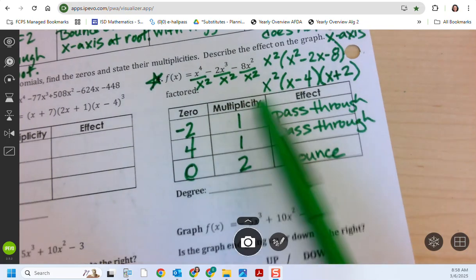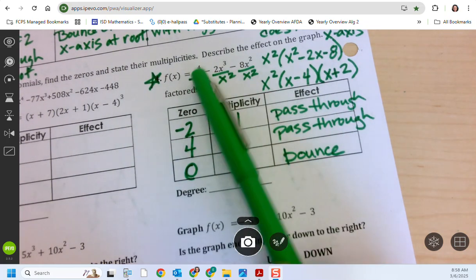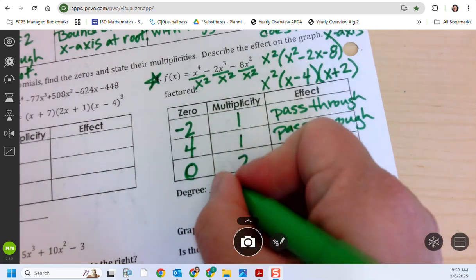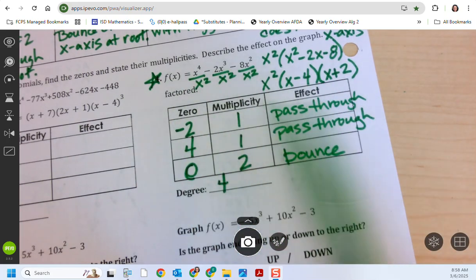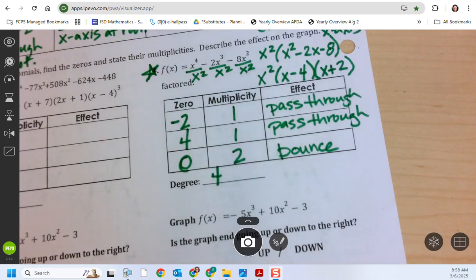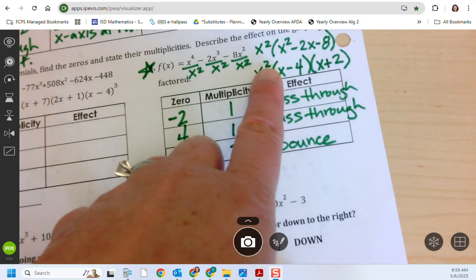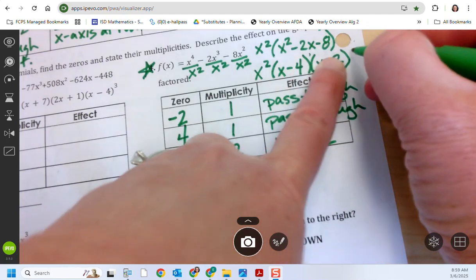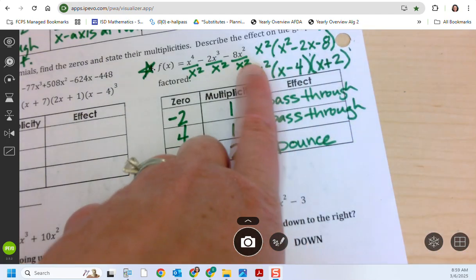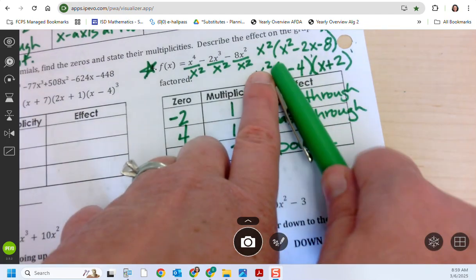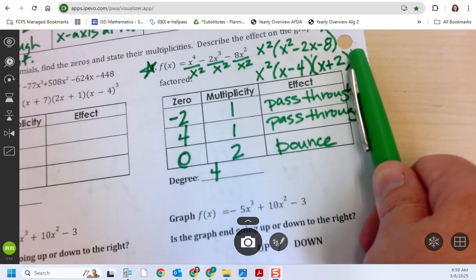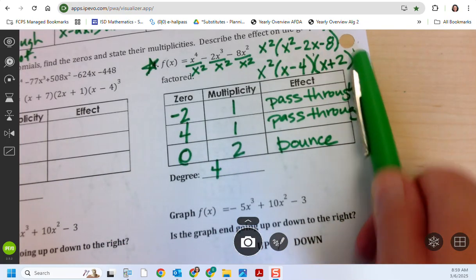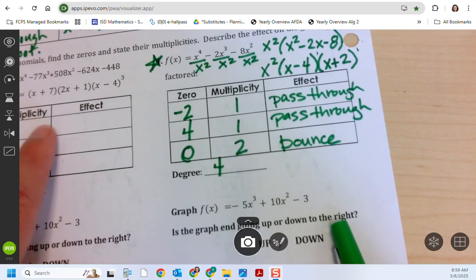Now, this is all factored out, but I can see the degree from the original is 4. But what if I didn't have the original and I just had the factors? How could I find out that the degree is 4 from the factors? That one is a 2, right? This one is a 1. And then this one is a 1. So remember, when you multiply, you add exponents. So I could just add my exponents, 2 plus 1 plus 1, and I could also get a degree of 4. Okay? All right.